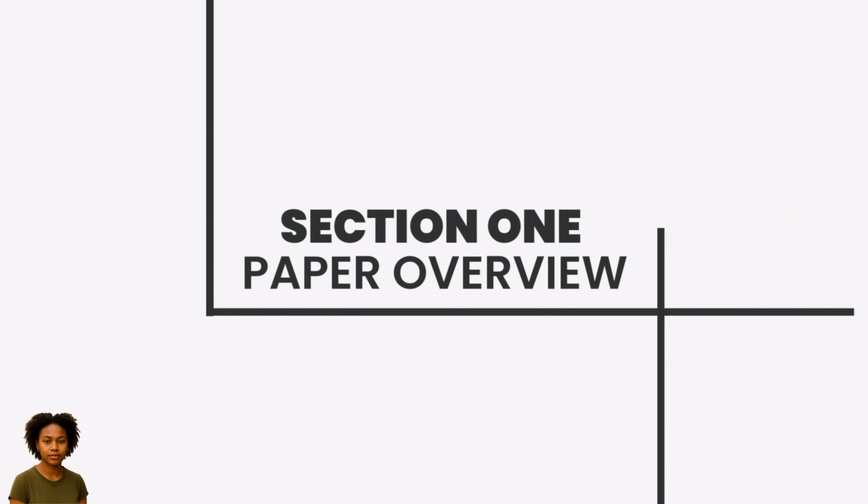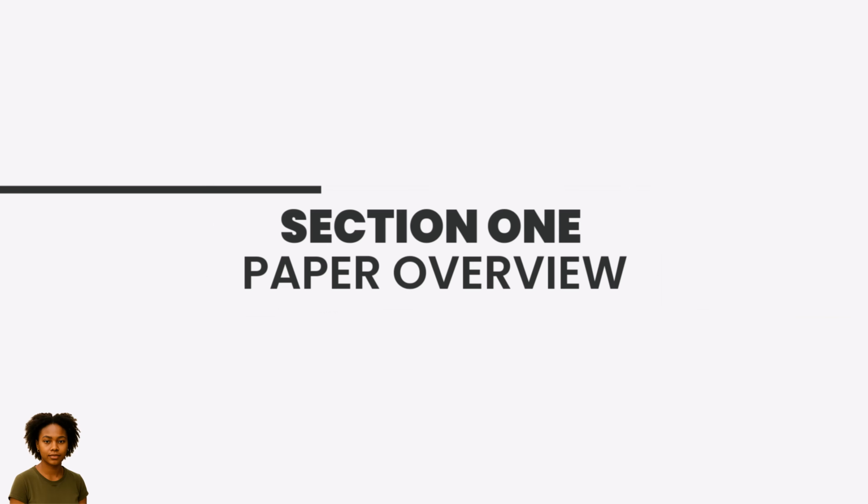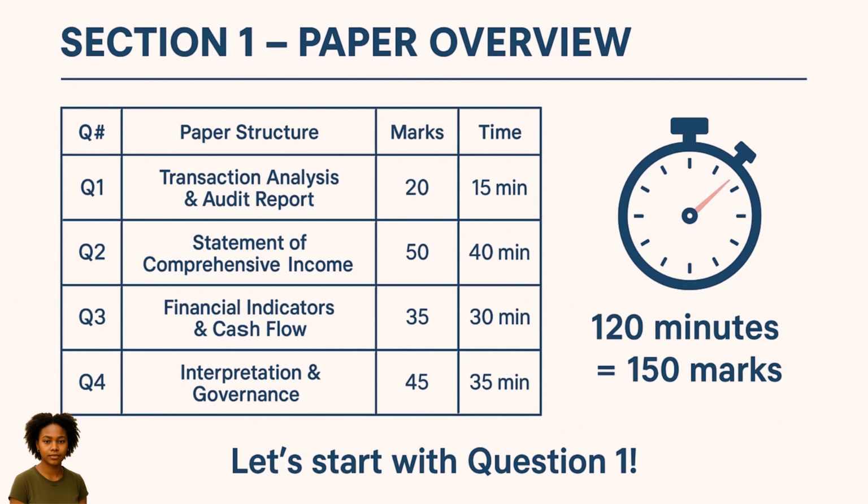Paper 1 tests your financial reporting and evaluation for companies. It's a 2-hour paper worth 150 marks. You must answer all 4 questions. Here's the breakdown. Question 1. Transaction analysis and audit report. 20 marks. Question 2. Income statement and retained income. 50 marks. Question 3. Financial indicators and cash flow. 35 marks. Question 4. Interpretation and corporate governance. 45 marks. The secret? Manage your time. About 1 minute per mark.